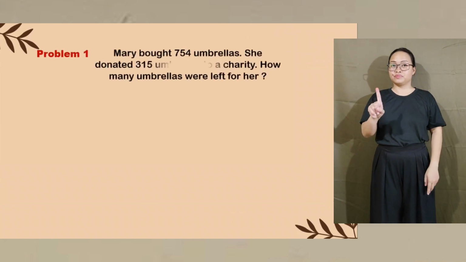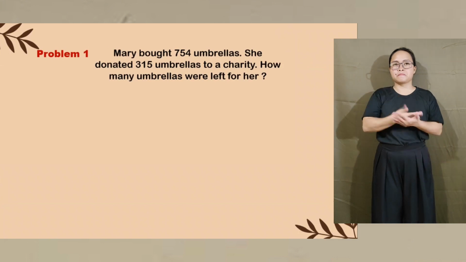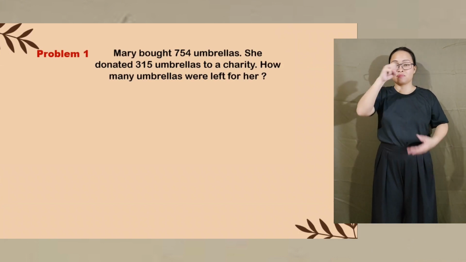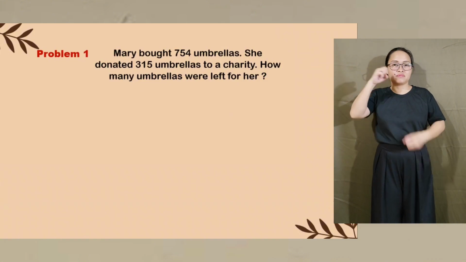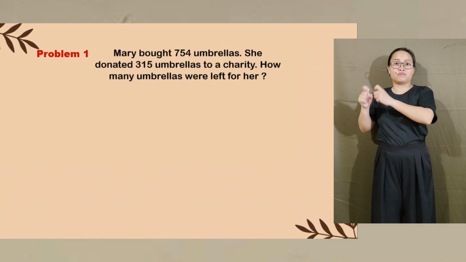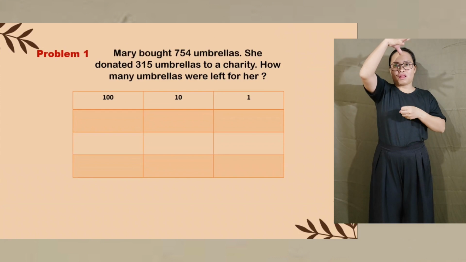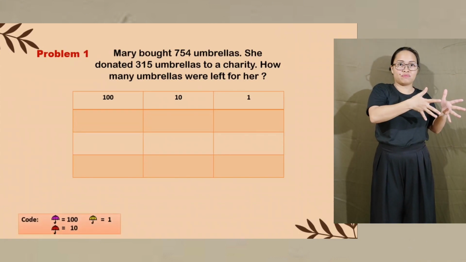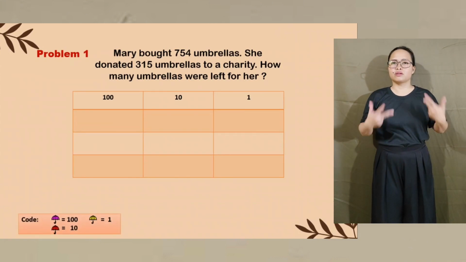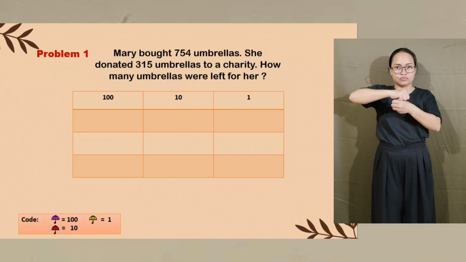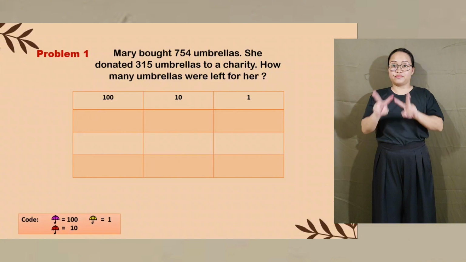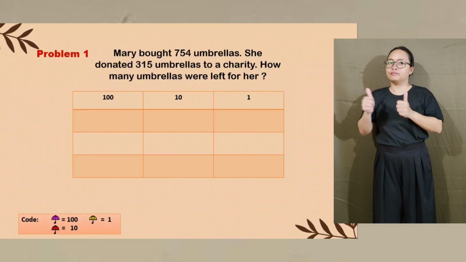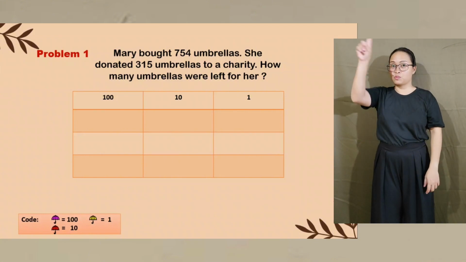So problem number 1. Mary bought 754 umbrellas. She donated 315 umbrellas to a charity. How many umbrellas were left for her? Now, we have different colors of umbrellas to represent the place value of digits. Now, let's align the digits to their respective places.